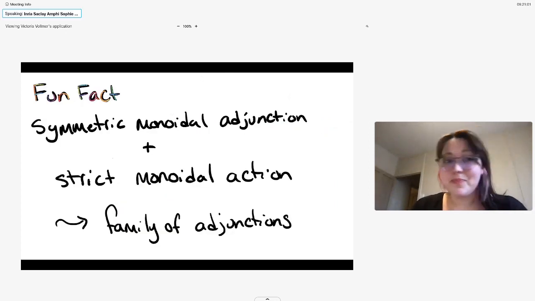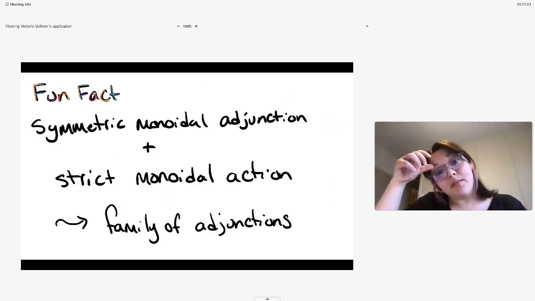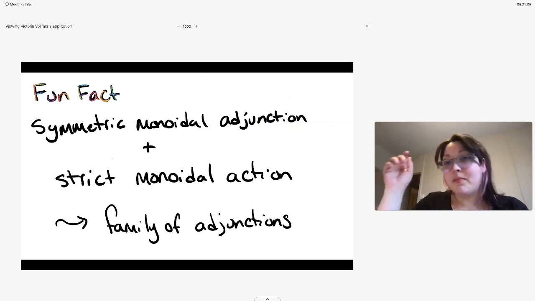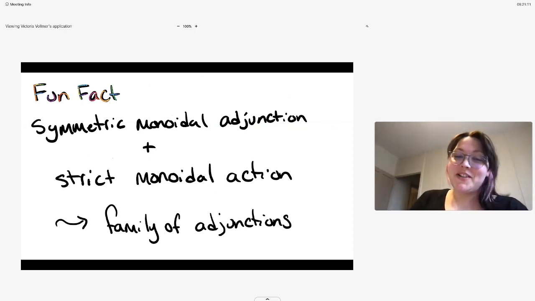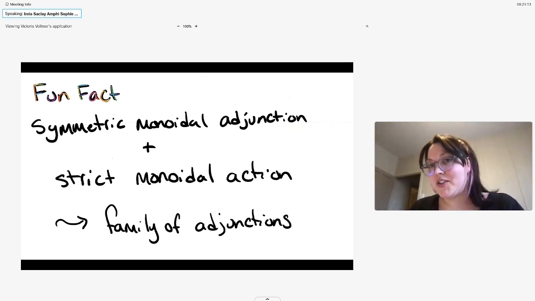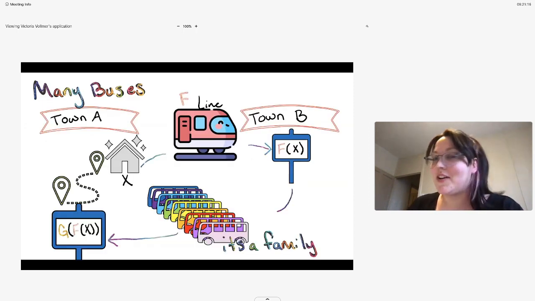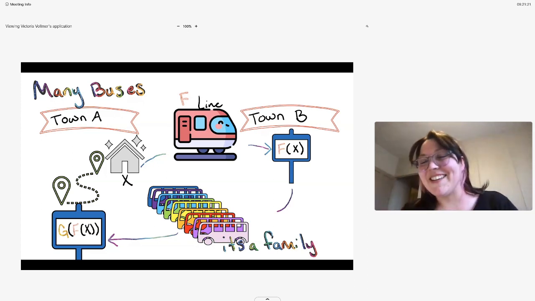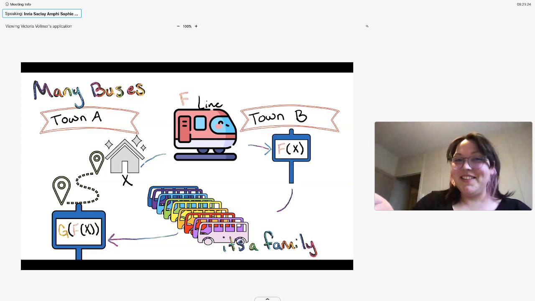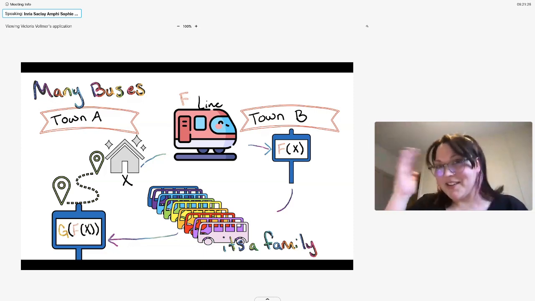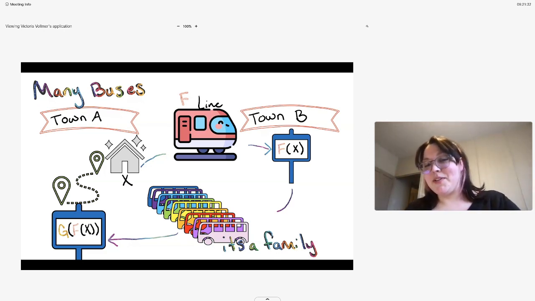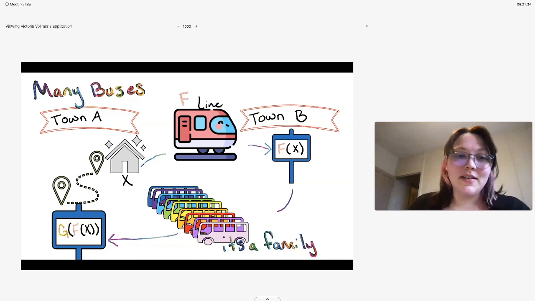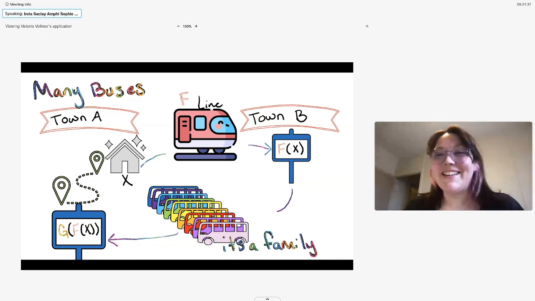Okay. So then we can use this fun fact. This is also, I think, from Shinra paper. Symmetric monoidal adjunction plus a strict monoidal action gives you a family of adjunctions. This is a slide from a previous talk that I just really like, that shows my picture of what is happening here. You have your normal adjunction picture, which everybody should think of as a little map in trains. But the action splits this up into a family of adjunctions. Okay. That picture make any sense to you? No? Okay.